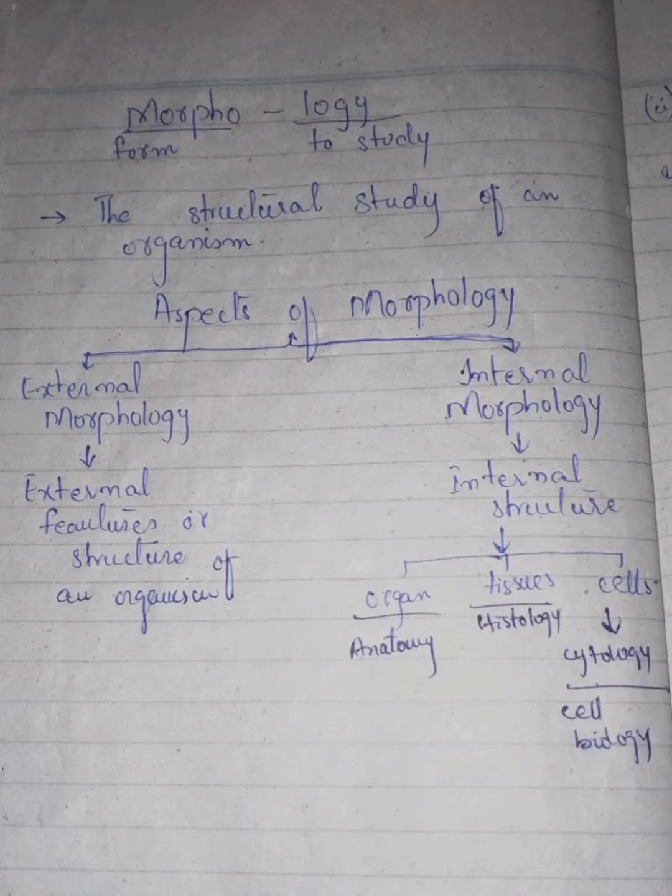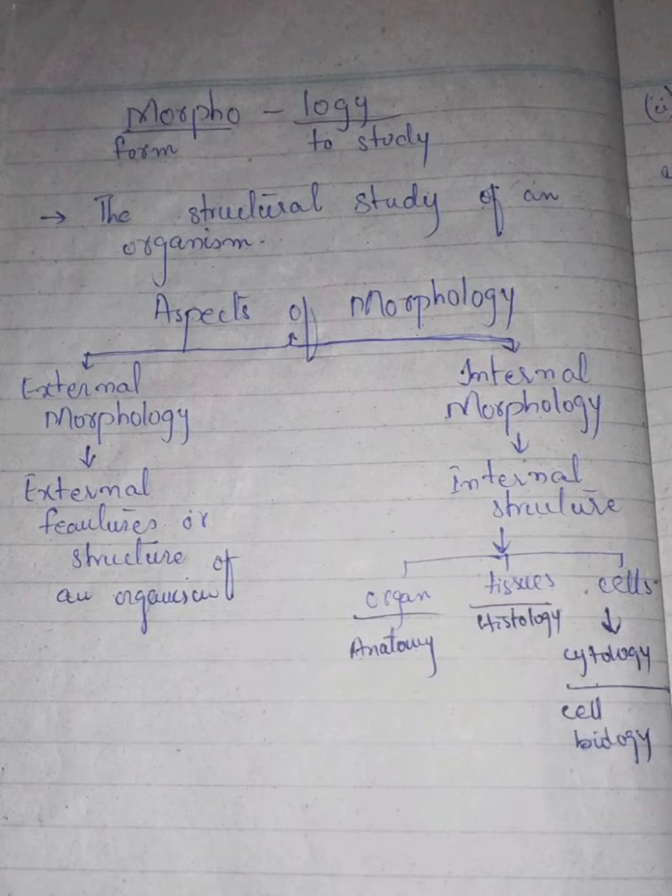The structural study of an organ or a part of the body of an organism we call anatomy. But there's a difference: the structural study of an organism we call morphology, whereas the structural study of an organ or part of the body of an organism we call anatomy. And histology is the study of tissues.